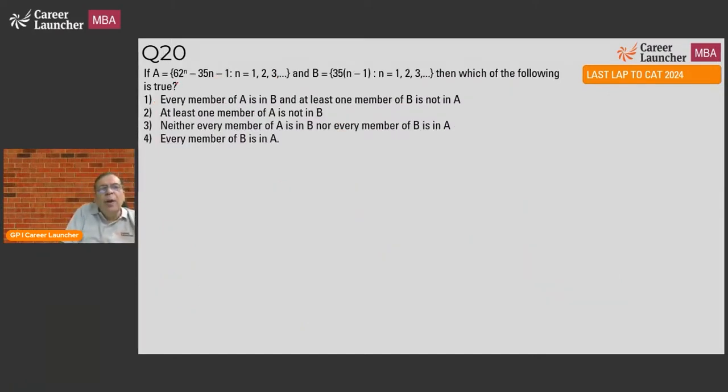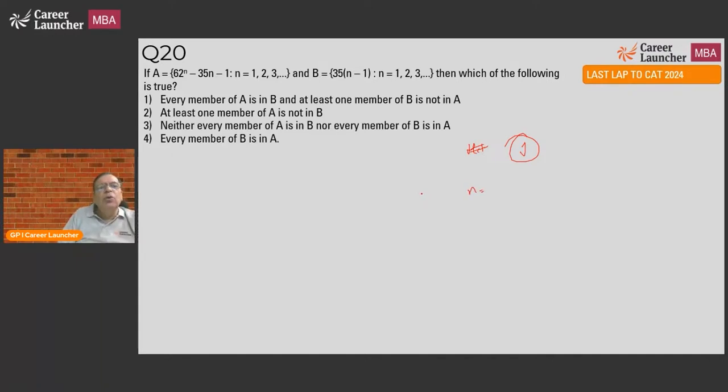If A is 62 to the power n minus 35 to the power n minus 1, n equal to 1 to 3, and B is equal to this, which of the following is true? Every member of A is in B? I don't know, but what I can do, this is a hit and trial question for me. Or this is my jugaad question. Why am I saying that? I will put values of n in A and B and check.